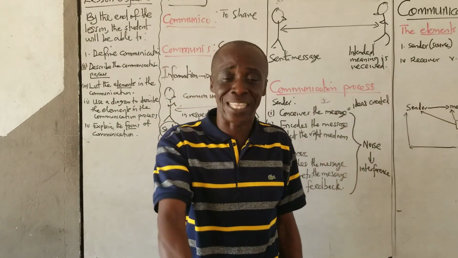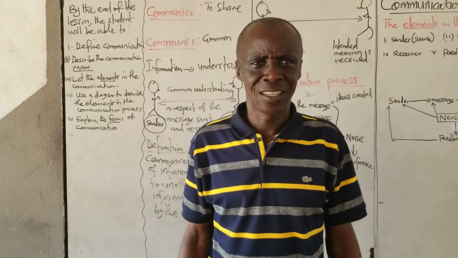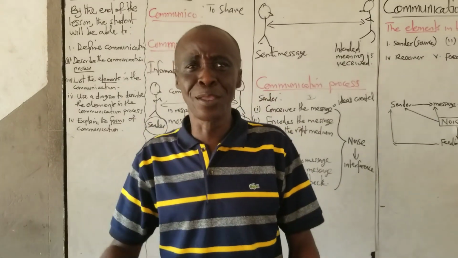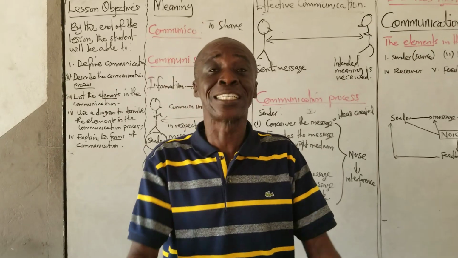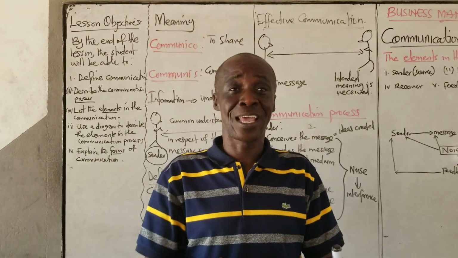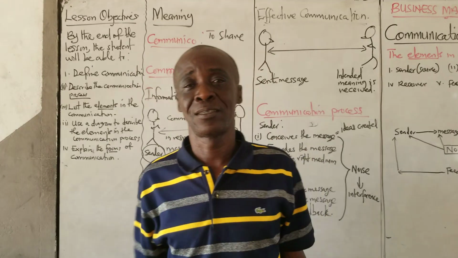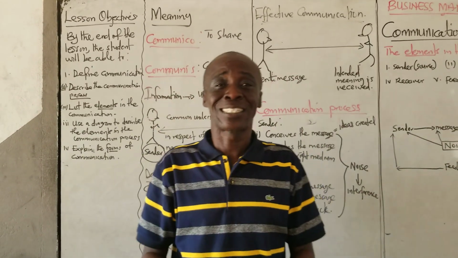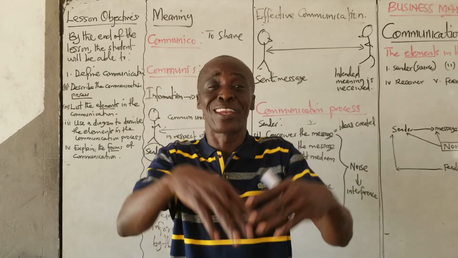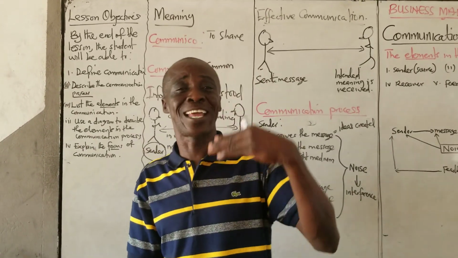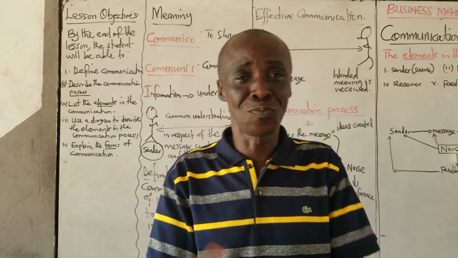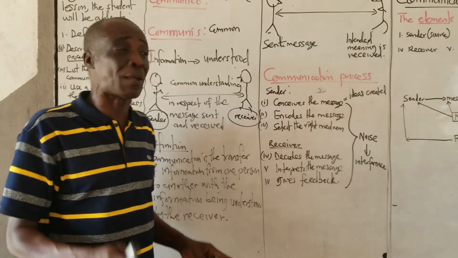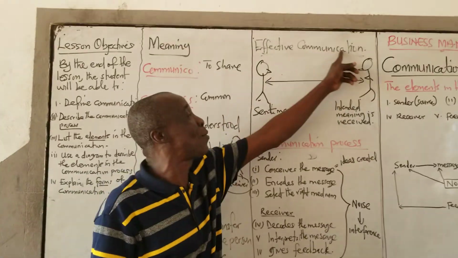Now, communication, we can communicate with our dressing. Somebody may say that this girl may be a prostitute. This girl may be arrogant. Somebody may look at your dressing and interpret that you are arrogant, that you are this, you are that. Somebody may look at some of your non-verbal communication, and then interpret it to mean something.